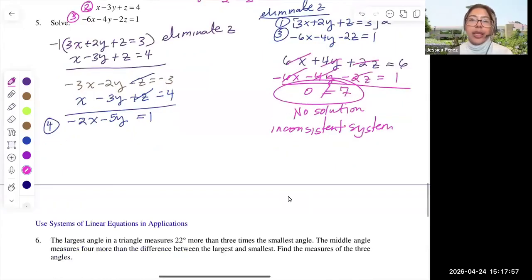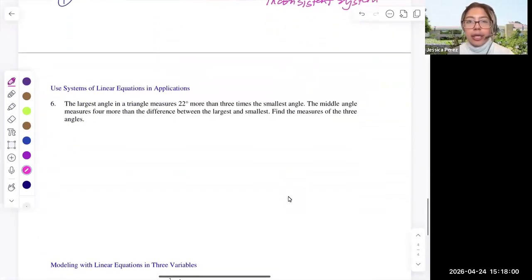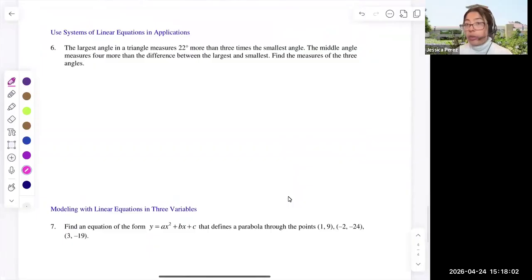Alrighty. So the next question is actually a system of linear equations that involves applications. And we use this as well in our mathematics courses. And it's important for you. The most difficult thing about application problems is the setup.